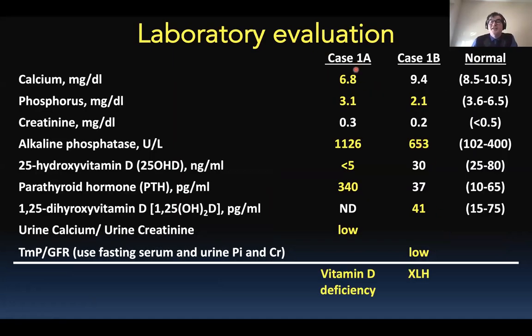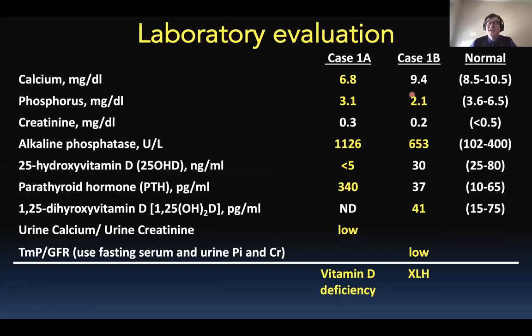So looking at these two cases, the first case, 1A, had low calcium and phosphorus, high alkaline phosphatase, very low 25D, and a high PTH. And not surprisingly, in this setting, had a low urine calcium, and this is consistent with vitamin D deficiency.